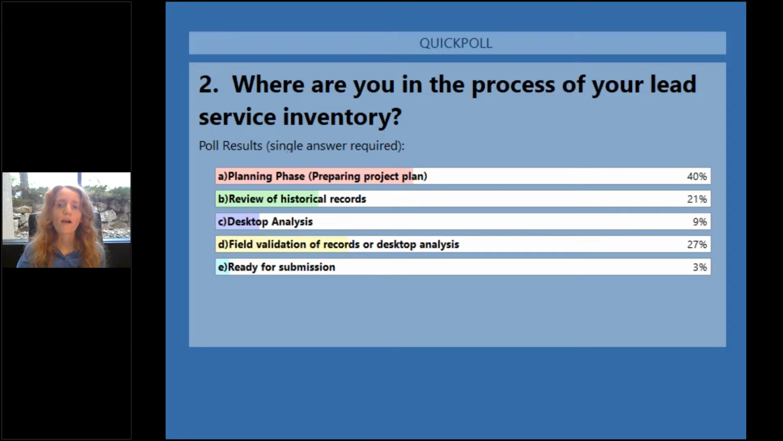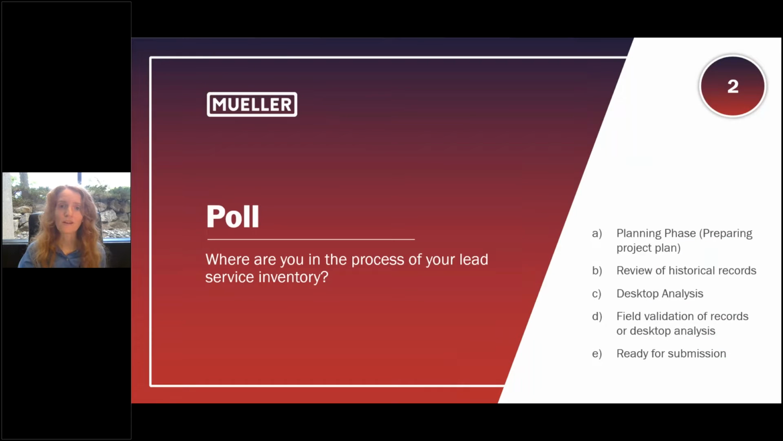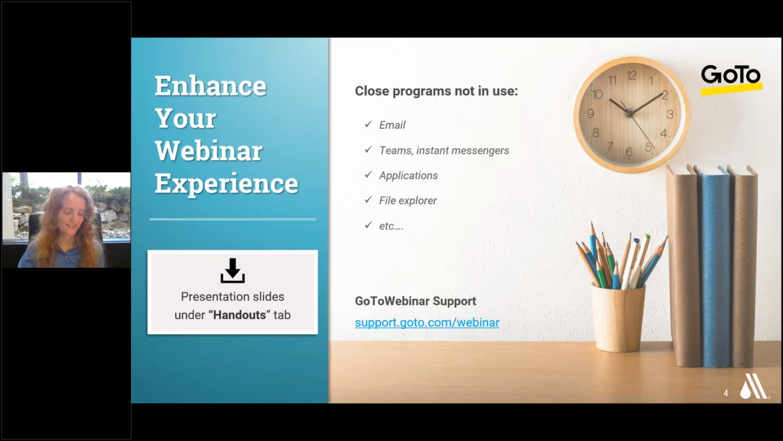We have 40% of our audience, when asked where they are in the process of their lead service inventory, saying the planning phase, preparing the project plan. 21% of you are reviewing historical records. 9% are in desktop analysis. 27% are in field validation of records or desktop analysis, and 3% are ready for submission. That is great information for us and our presenters today. We can go ahead and get started.